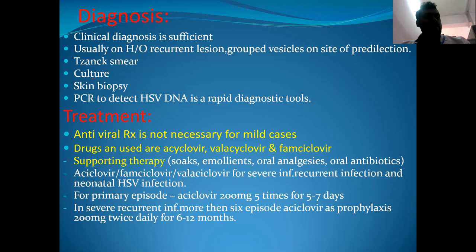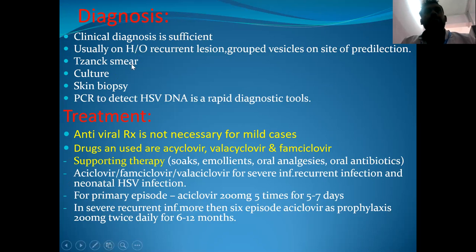So how do you diagnose a case of herpes simplex? Usually it is very simple. Based on the clinical picture itself, you can diagnose the condition by seeing grouped vesicles at the sites of predilection. Sometimes people will also give a history of recurrent lesions.